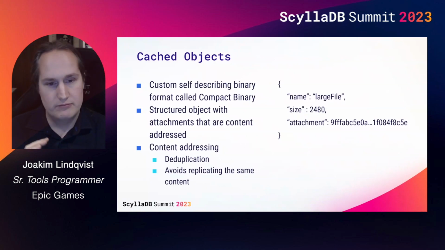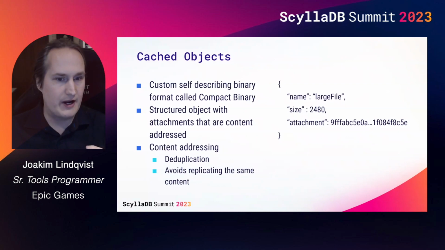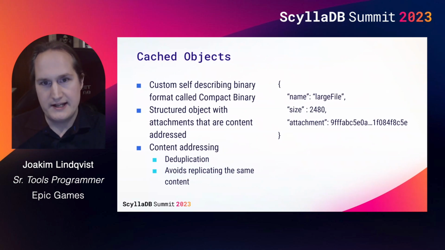We store cache records that are in a format called compact binary. That's a self-describing binary format. Think of it like a JSON file, or more accurately like a BSON file. So it's a binary serialized self-describing format. You can see an example here to the right where you see a couple of different types of fields.